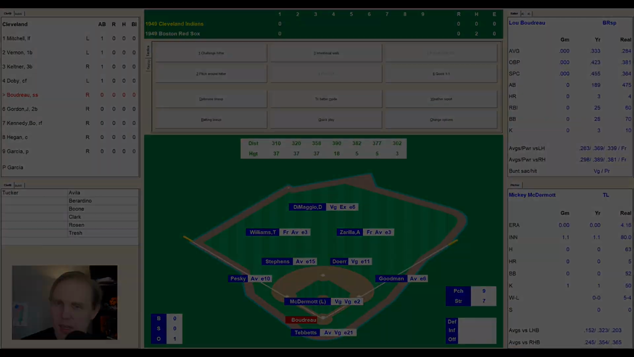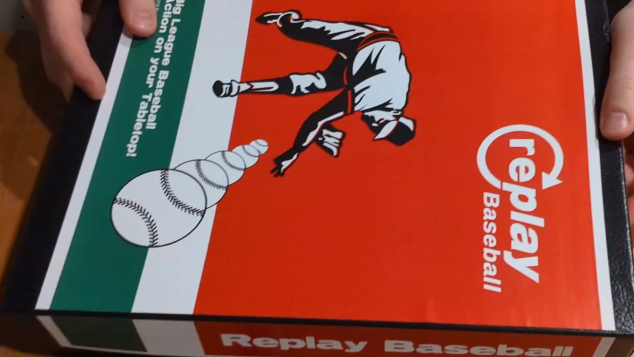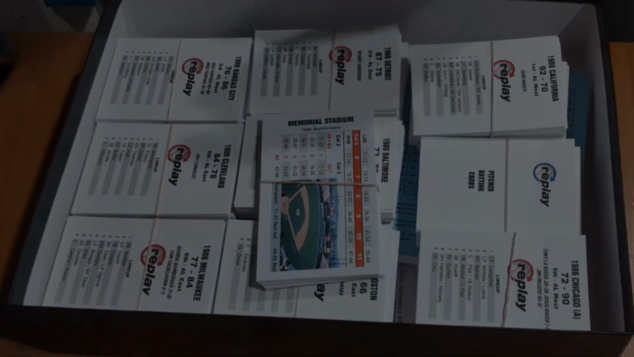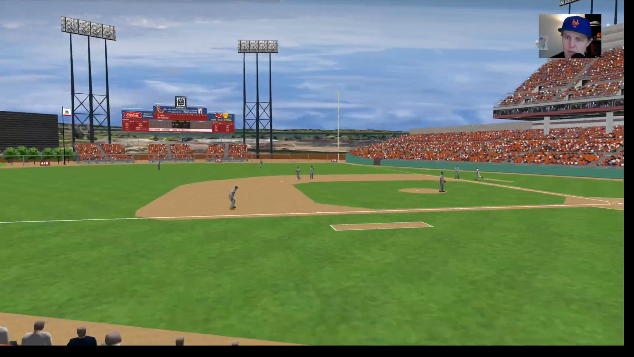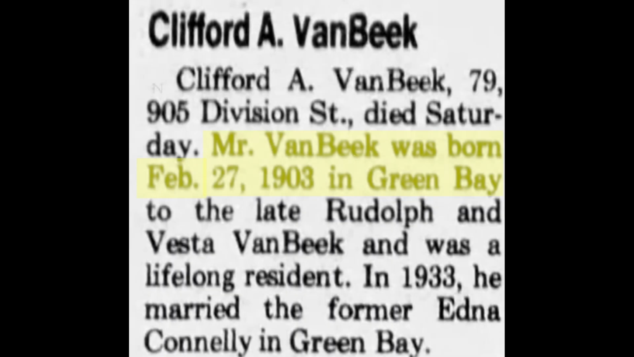This is the man who invented baseball sims. He was a failure. Clifford Van Beek, who we'll call Cliff, was born February 27, 1903.